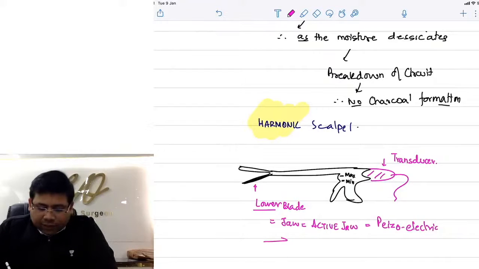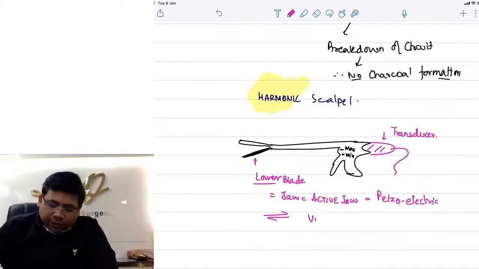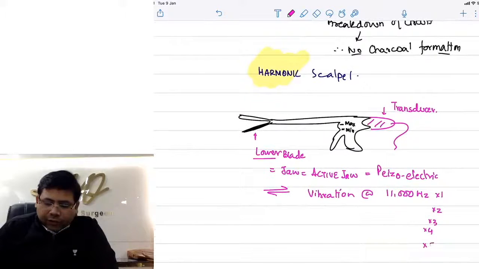And do you know this is vibrating forward, backward like a saw. So it vibrates, with vibrations in the multiples of 11,000 hertz. 11,000 hertz. So into 1, into 2, into 3, into 4, into 5. That means up to what? 55,000 hertz. So it keeps on vibrating.